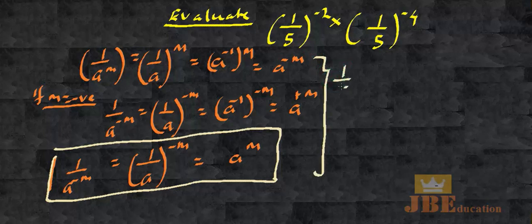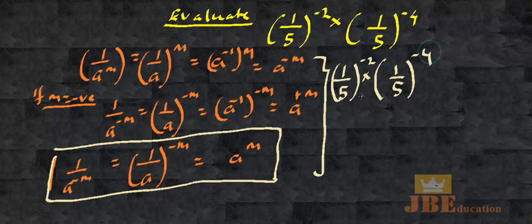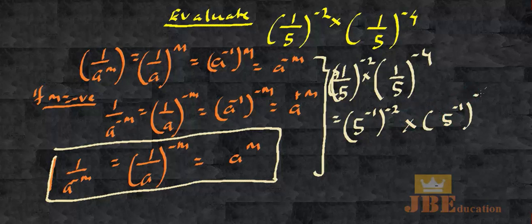I've been given 1 over 5 raised to the power negative 2 multiplied with 1 over 5 raised to the power negative 4. So this can be rewritten as 5, I'm moving 5, which is in the denominator, to the numerator. So that's going to be 5 raised to the power negative 1 raised to the power negative 2 multiplied with 5 raised to the power negative 1 raised to the power negative 4.